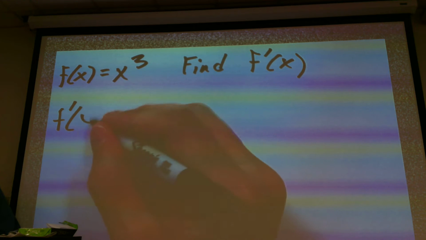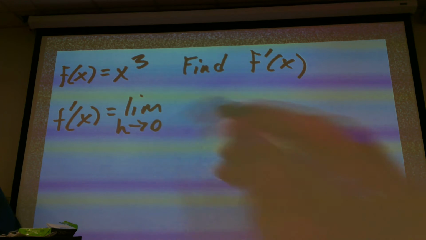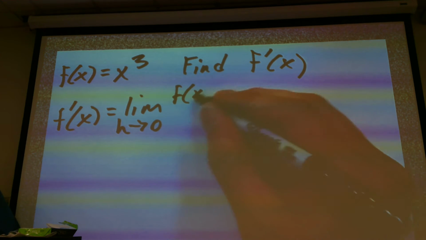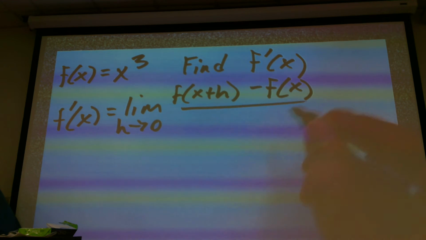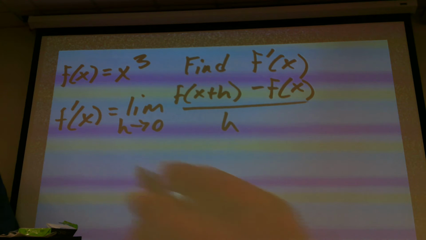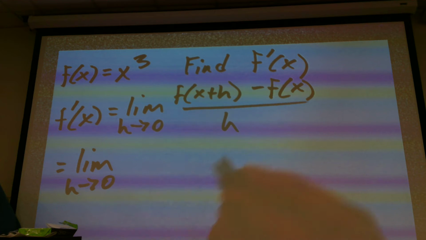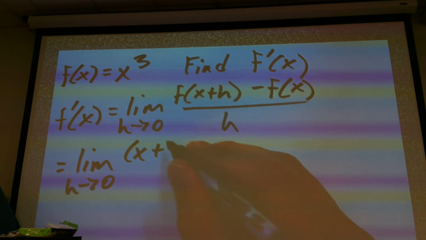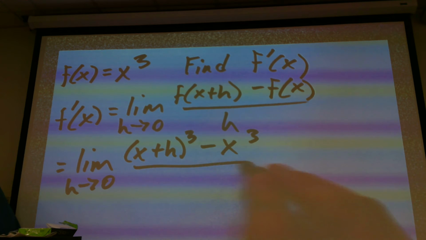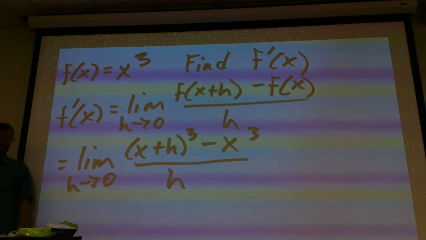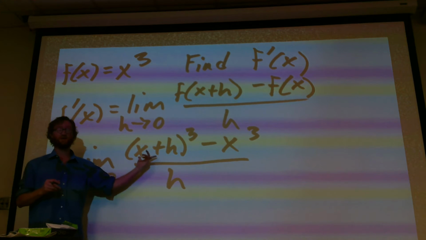So f prime of x is going to equal the limit as h tends towards 0 of f of x plus h minus f of x, now divided by h. So that's going to equal the limit as h tends towards 0 of x plus h, now cubed, minus x cubed, divided by h. Okay, so the binomial expansion is going to correspond to this guy right here.